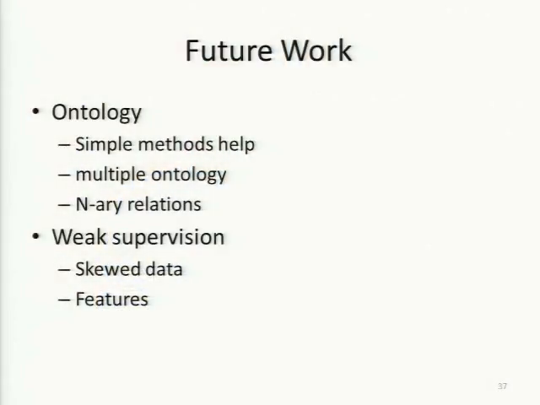Here is some future work. For example, we are planning to bring multiple ontologies, and do the mapping to multiple ontologies. We are also interested in not only binary relations, but also n-ary relations. For weak supervision, there is also a lot of space to improve, like the data is very skewed, and the feature space is extremely high dimensional. So it sometimes makes the performance quite hard to improve. So there are some future works to improve. Here it is.